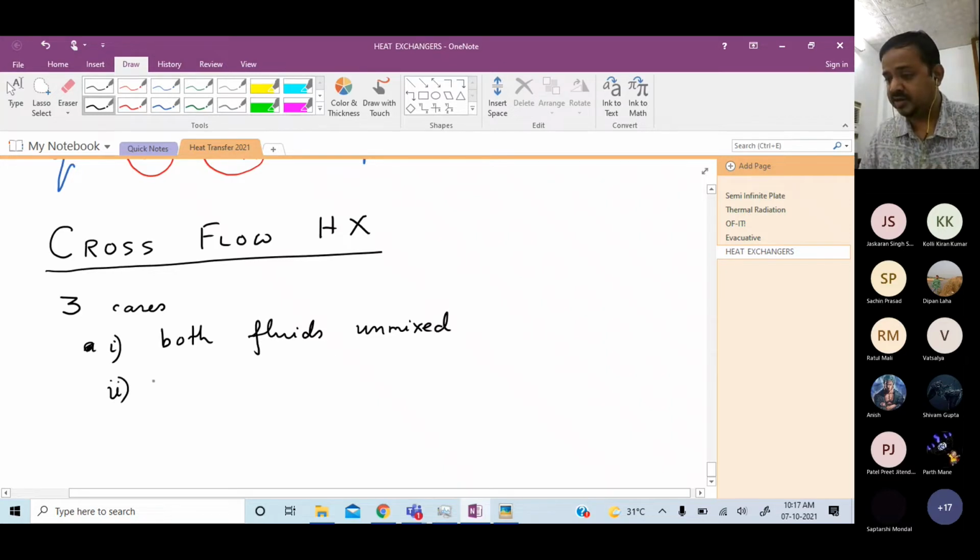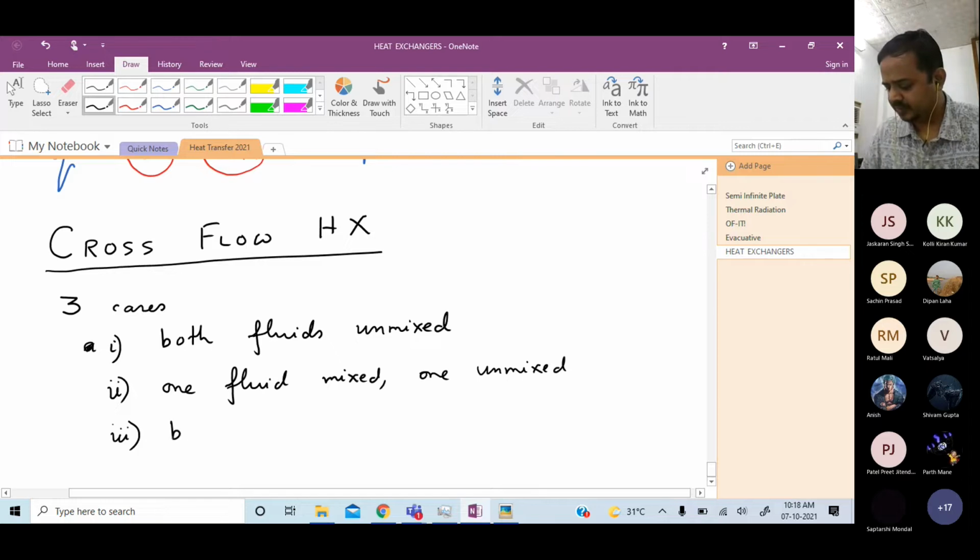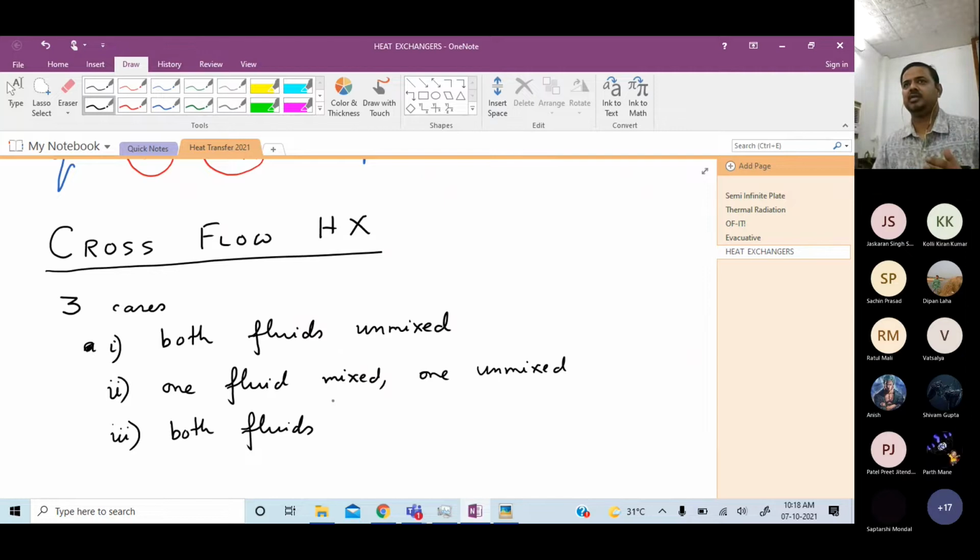If I did not have the finned passage, then it would be one fluid mixed and one unmixed. And situation 3 is both fluids mixed. It's like I've taken a box and I have put both of them, like for example, what we had for those two compartments. Okay, so both fluids mixed.